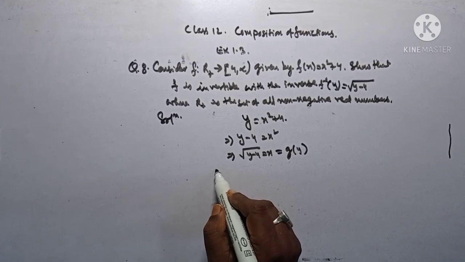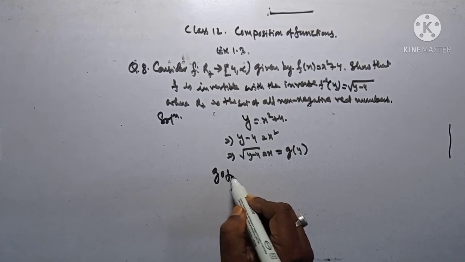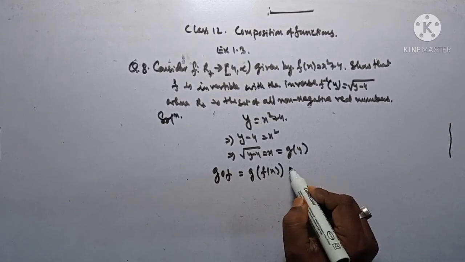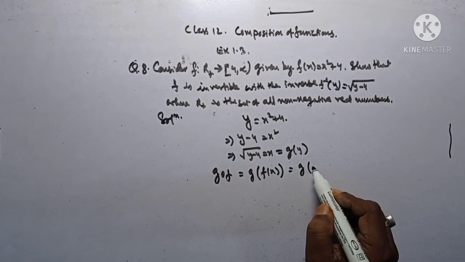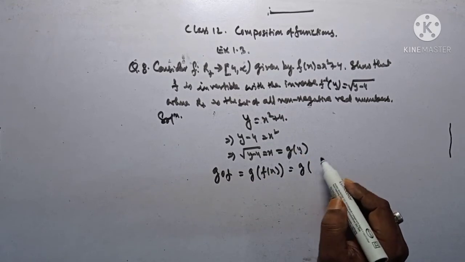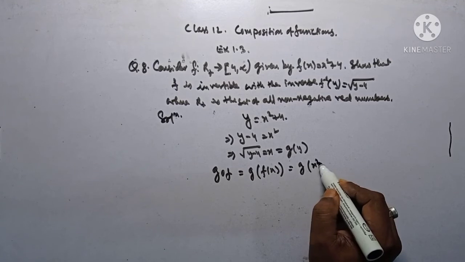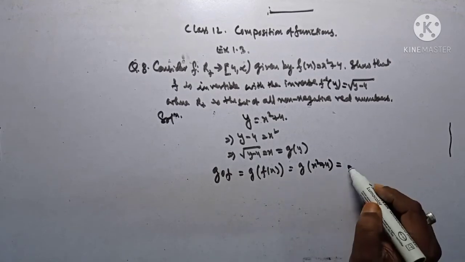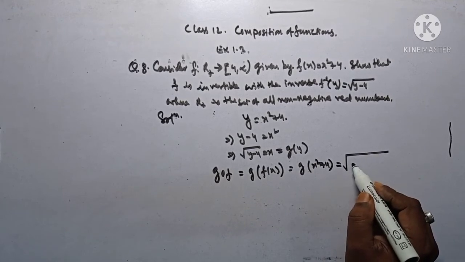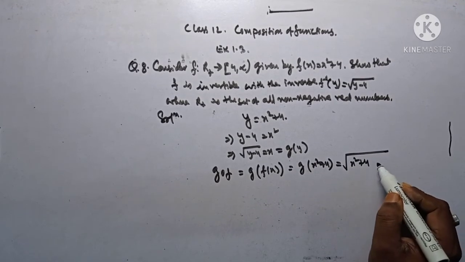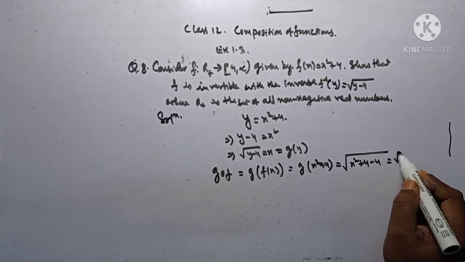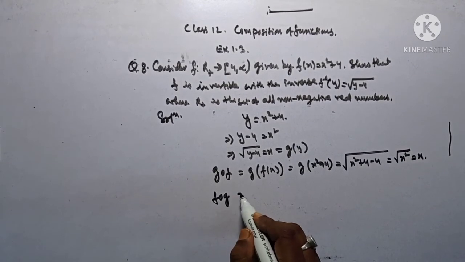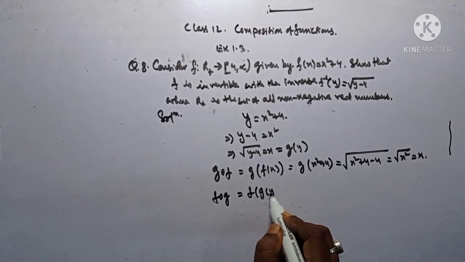Now you find out gof. This is equal to g of f(x). So this will be g of x square plus 4, your f(x). Now when you place it here for y, this will be root of x square plus 4 minus 4. This will be root x square. This will be x. And now you find fog, that is f of g(y).